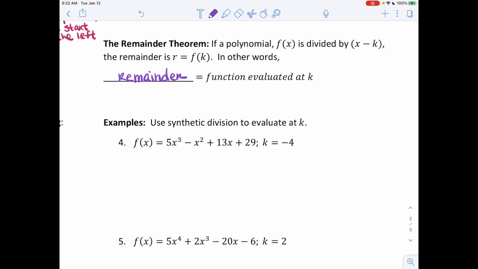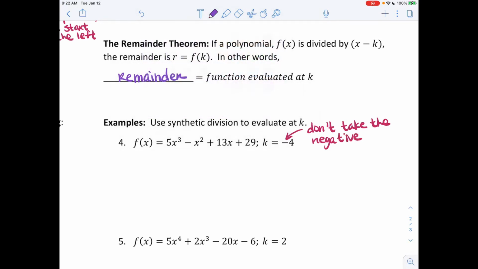Now notice that we are given k this time. We don't have to find k in an expression. We're just given k equals -4. So we're not going to take the negative of this because we've already been literally given our k value. So don't take the negative this time. They've kind of done the first step for us of identifying the k value.